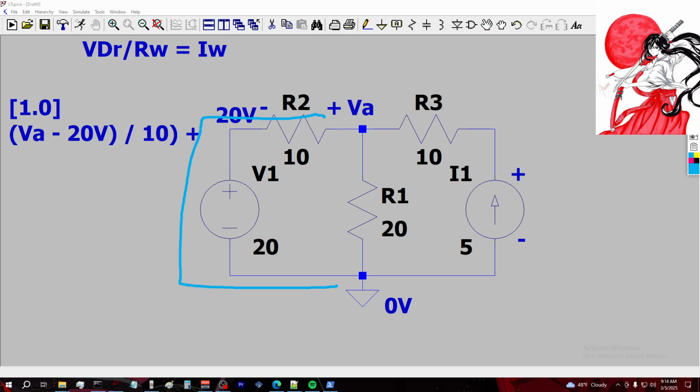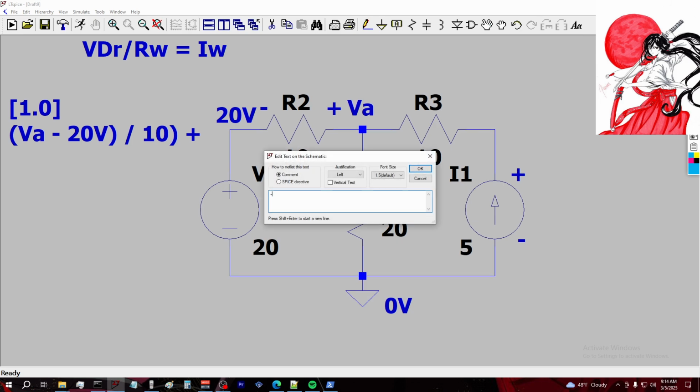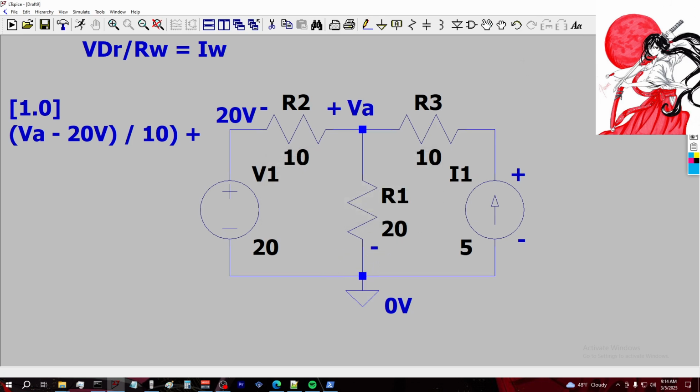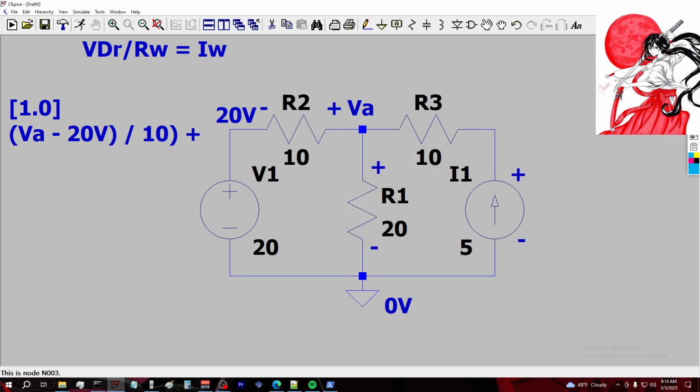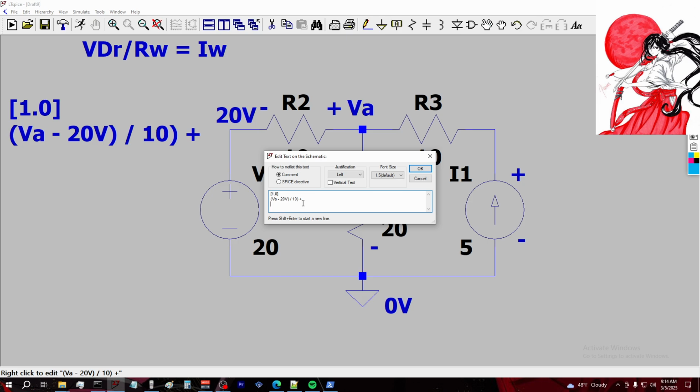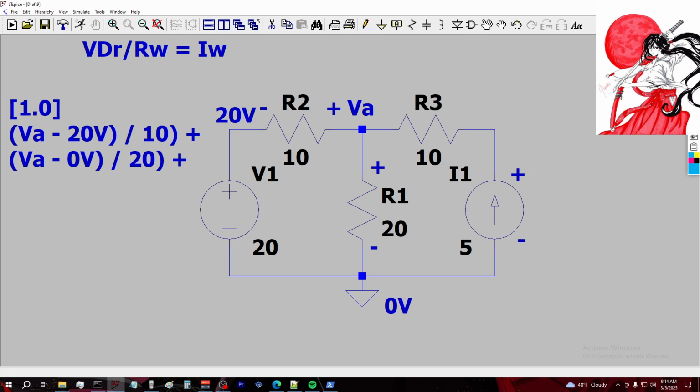All right, now let's go to the next wire. Let's label our points. Obviously, this is the low potential, and this is the high potential. So let's write the equation for that. We're going to do the high potential of VA minus the low potential of ground, which is 0 volts, and we're going to divide it by the 20 ohm resistor. I'm going to add that. Okay, let's do this now.